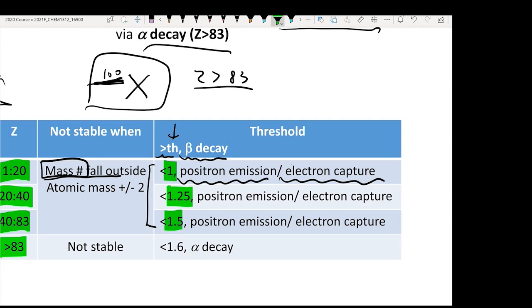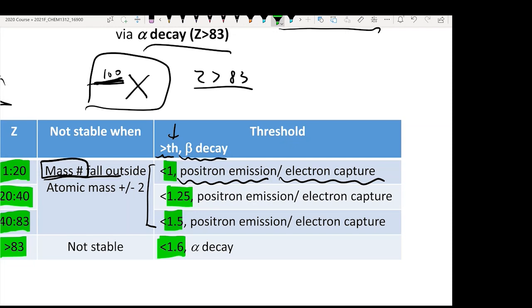For the first 3 rows, if it's actually smaller than the threshold, all you get is positron emission or electron capture. But if your Z is larger than 83, the threshold becomes 1.6. So 1, 1.2, 1.5, 1.6. For the first 3 rows, if it's lower than your threshold, all you get is positron emission or electron capture. But for the Z larger than 83, you're going to undergo alpha decay. But if it's larger than your threshold, all of them undergo a beta decay. So those are the tables you're going to use.